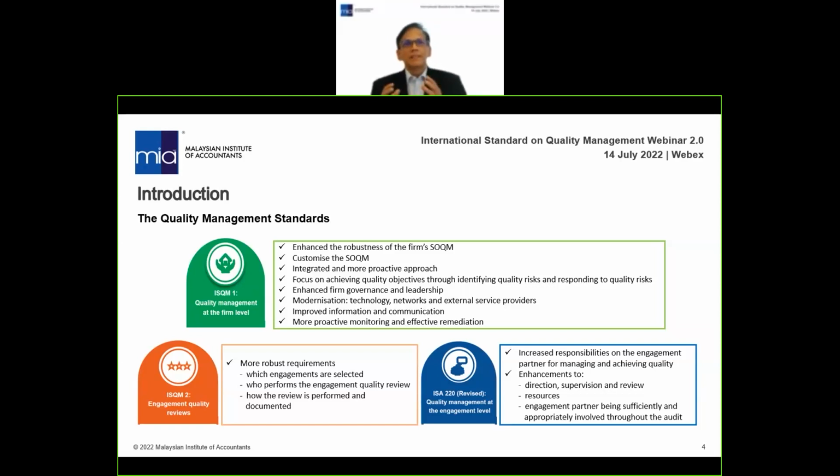So as a whole, ISQM 1 is a very integrated and more proactive approach towards quality management compared to the previous ISQC 1 standard, which is very policy-based. The focus under ISQM 1 is achieving quality objectives through identifying quality risks and responding to them. A very special importance placed under ISQM 1 is enhanced firm governance and leadership. There is special mention about how the governance and leadership aspect of the firm needs to be implemented, and a lot of emphasis is placed on it.